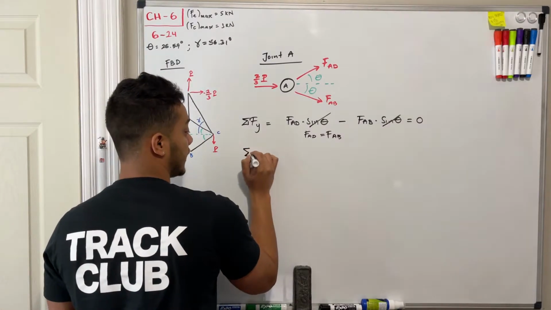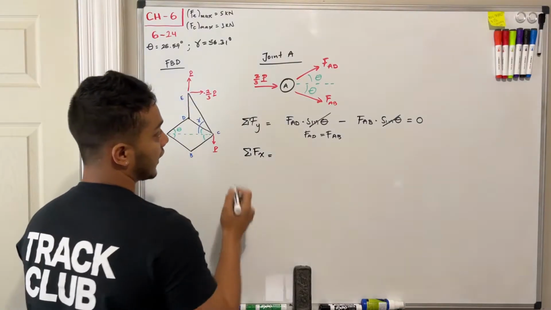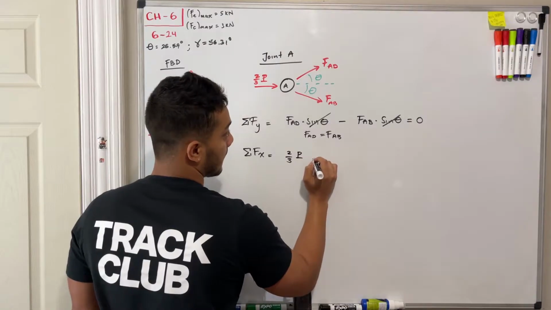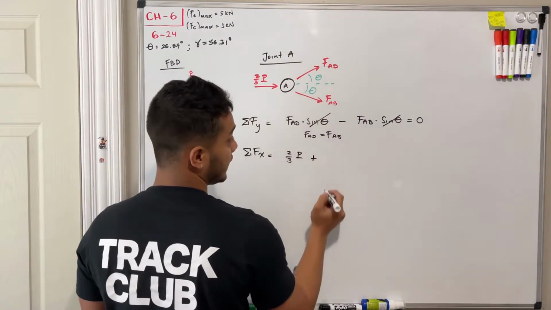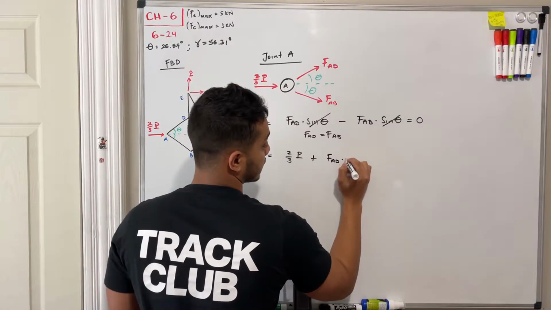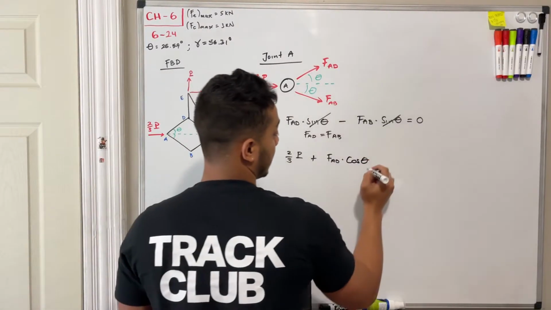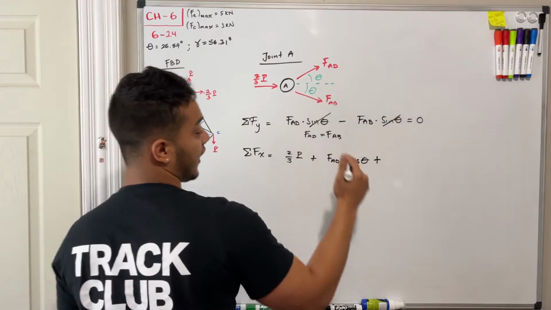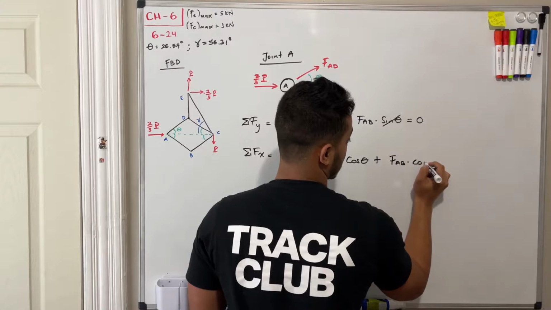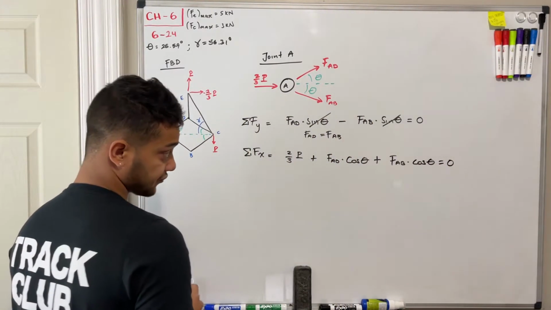Now the next thing we gotta do is the summatory of forces in the x direction. And what do we got? Well, we got positive 2/3 P plus positive FAD times the cosine of theta, plus the x component of FAB, which is FAB times the cosine of theta again, and this should be all equal to 0.